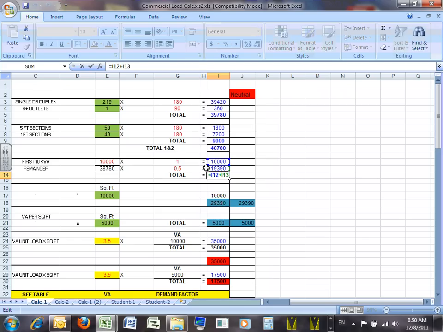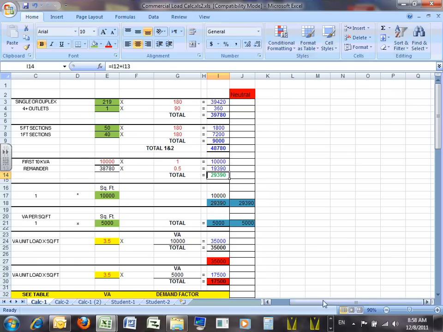What's the idea behind it? The idea behind it is that it's highly unlikely that all these receptacles in a commercial building will be running simultaneously. Cool? Any question, guys, about this? Highly unlikely that these will be running simultaneously.